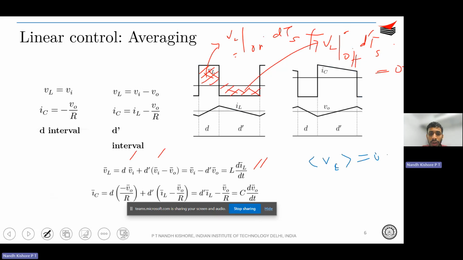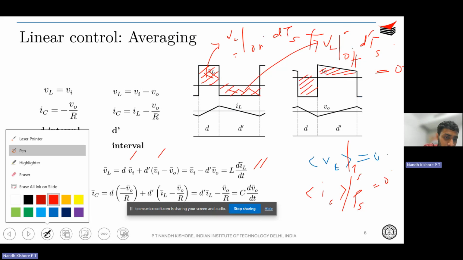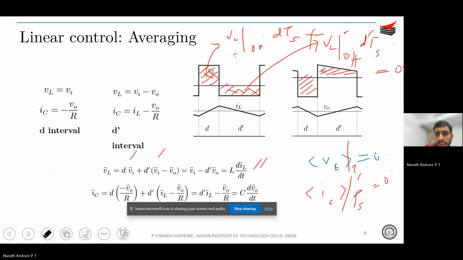Correct? Okay. And similarly, you do the same for IC, wherein your average value of IC over one switching period is 0. So what do you mean over here? That is, your positive and negative areas are the same. That is, IC on into DTs plus IC off into (1 minus D)Ts is equal to 0. Right. So let me just make it simpler for you guys over here.